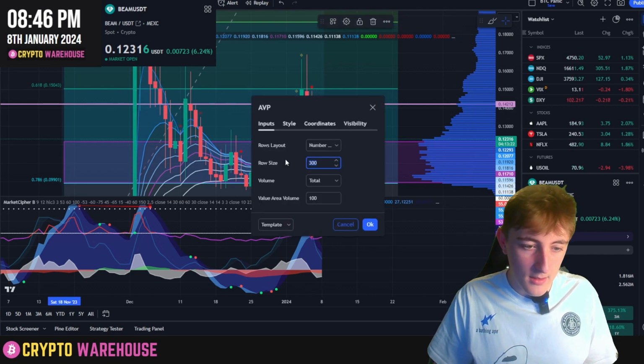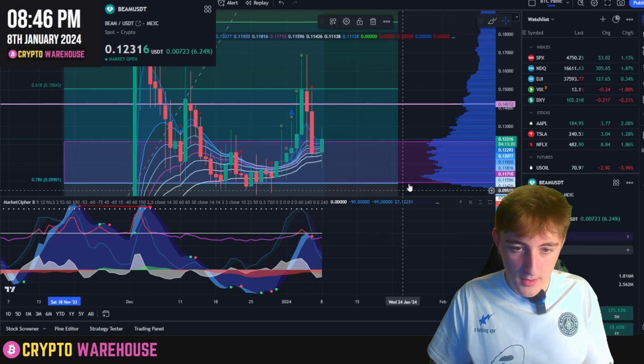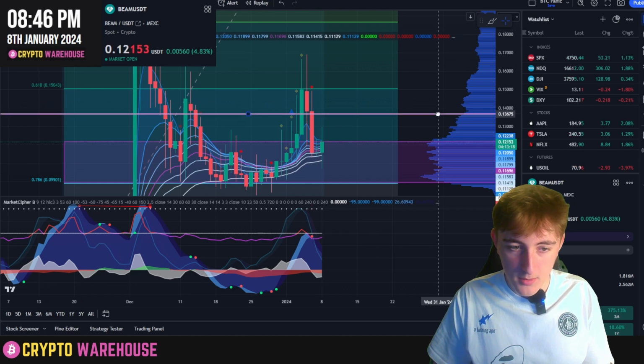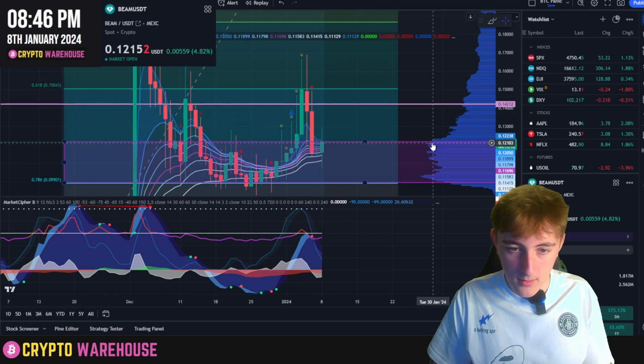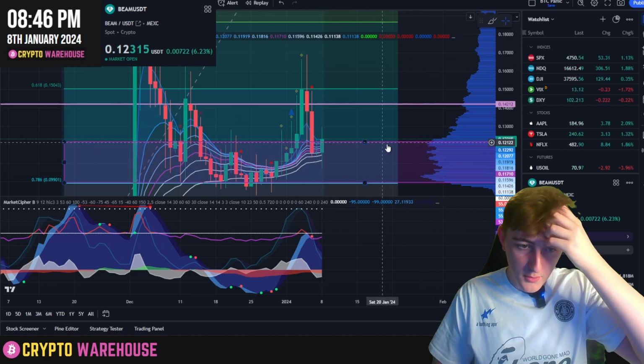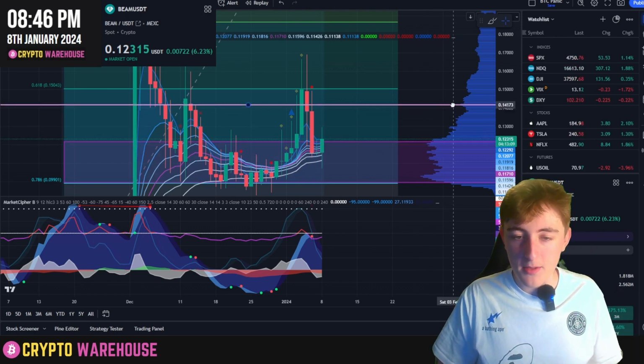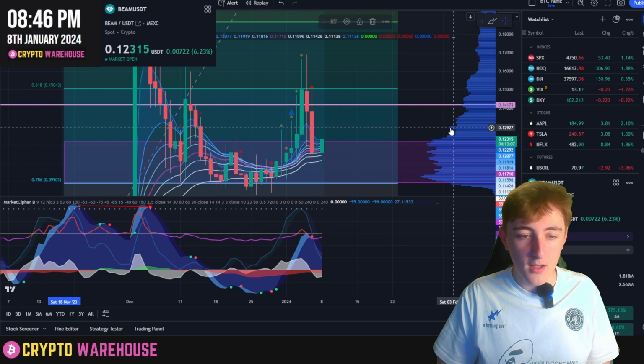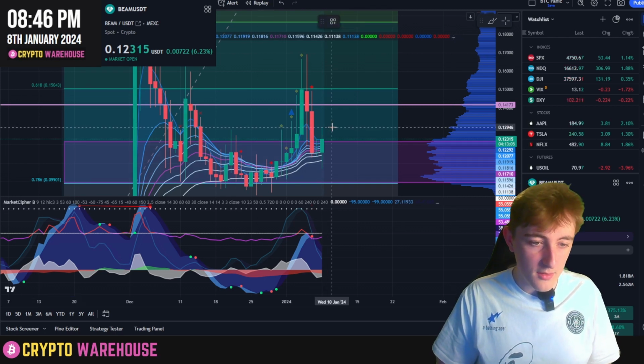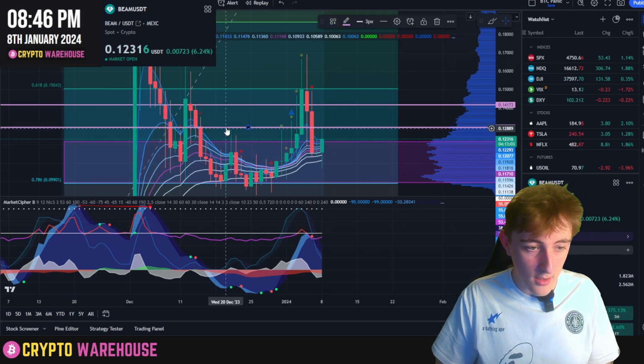If I make this, maybe I can. There we go. I just want to make it a bit smaller so we can see what's going on here. So yeah, we're keeping above this volume point very hard. We have a little peak here, which I'm just going to point out, and we have one here as well, which is actually where we bounced off, which actually is quite consistent looking at over here.